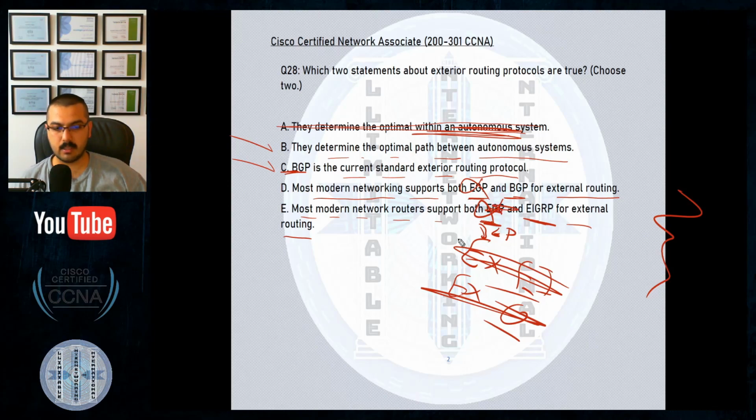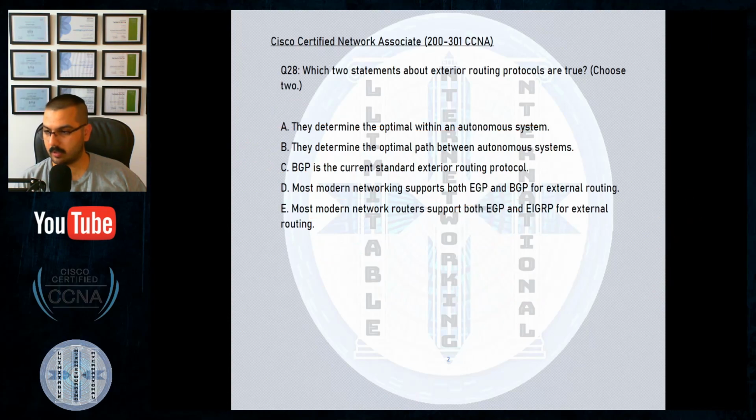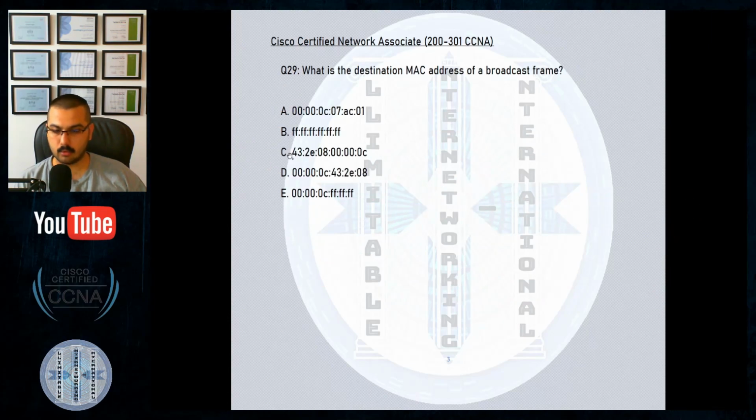But EGP has been deleted. By the way, EGP in this question means the old protocol that was called EGP, the Exterior Gateway Protocol, which was replaced and developed to become the Border Gateway Protocol, the BGP. This doesn't mean a family of EGPs, only the name of the protocol. So this one is definitely incorrect. The question was for us to choose two answers only.